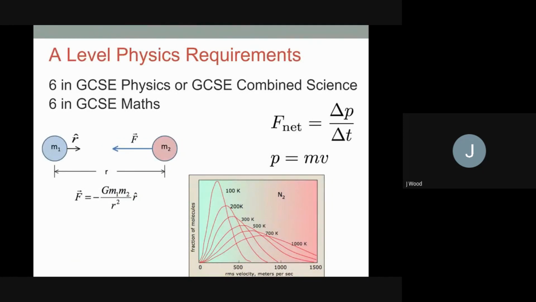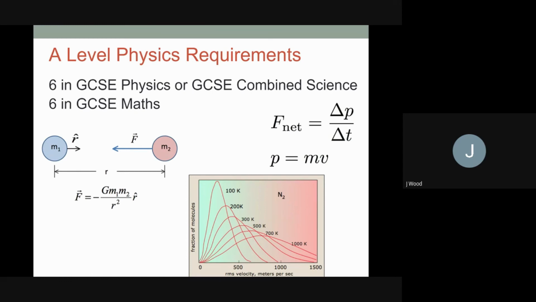Something to reiterate and make clear is that the subject is very mathematical at A level, and so we require both a grade 6 in physics and in maths. You can also get a grade 6 in combined science. So we're just looking for a 6 either in physics if you're doing separate, or in combined science if you're doing combined, and a 6 in maths as well.